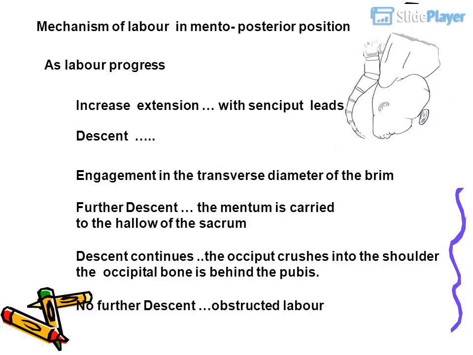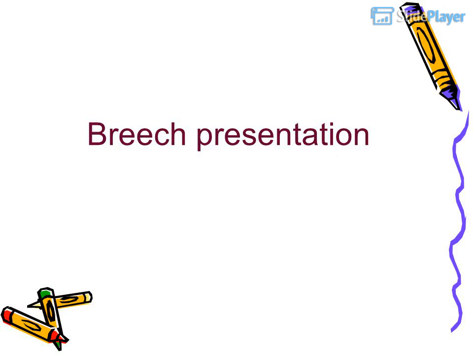Mechanism of labor in mento-posterior position. As labor progresses, there is increased extension, with the sinciput leading. Descent: engagement in the transverse diameter of the brim. Further descent, the mentum is carried to the hollow of the sacrum. Descent continues, the occiput crushes into the shoulder. The occipital bone is behind the pubis. No further descent, obstructed labor.